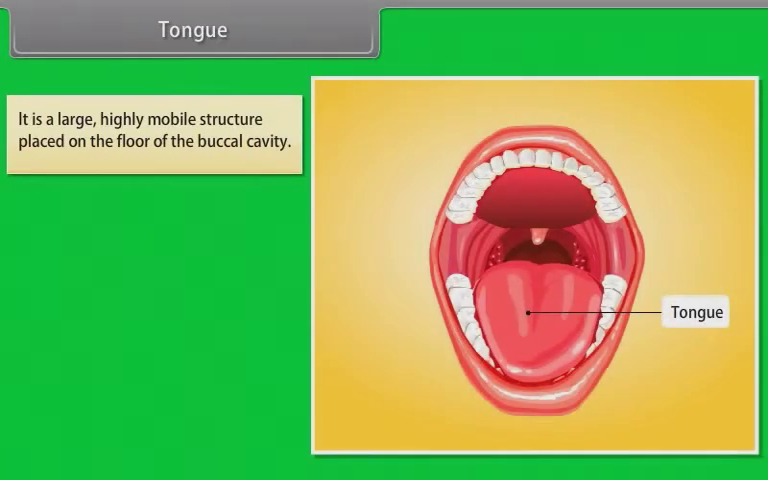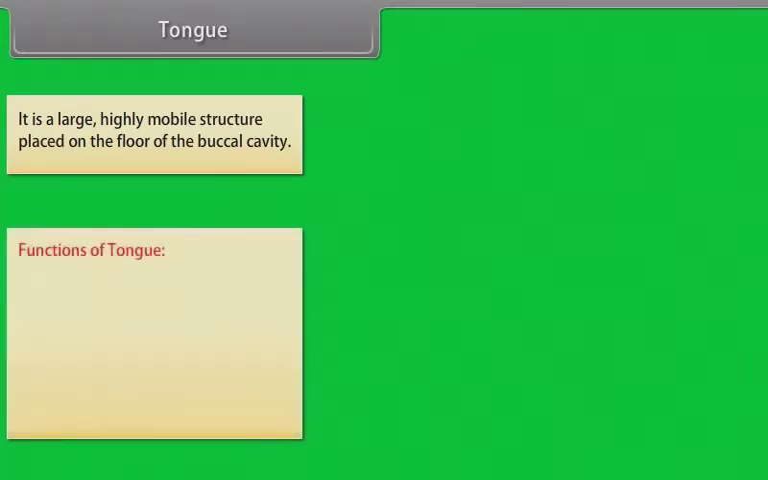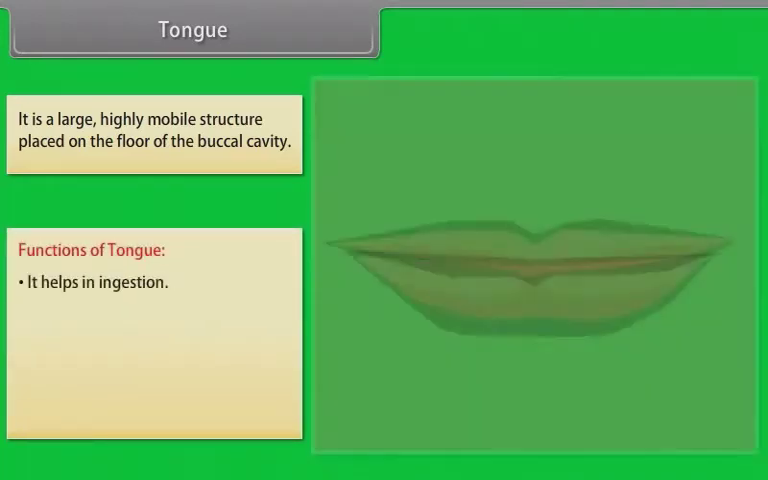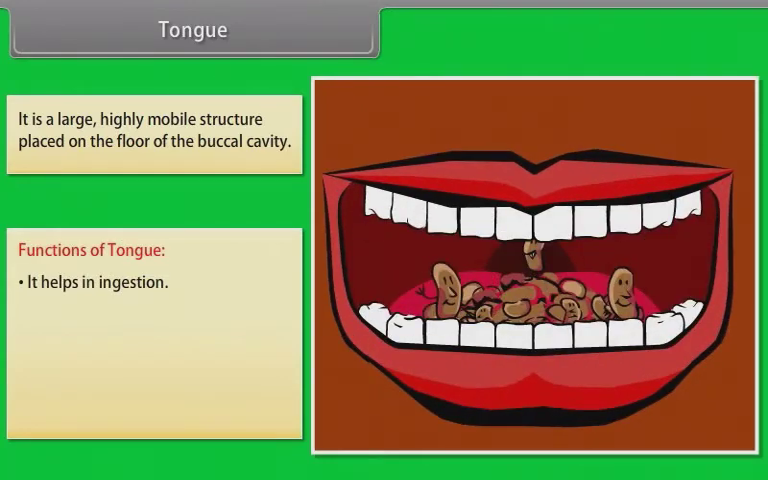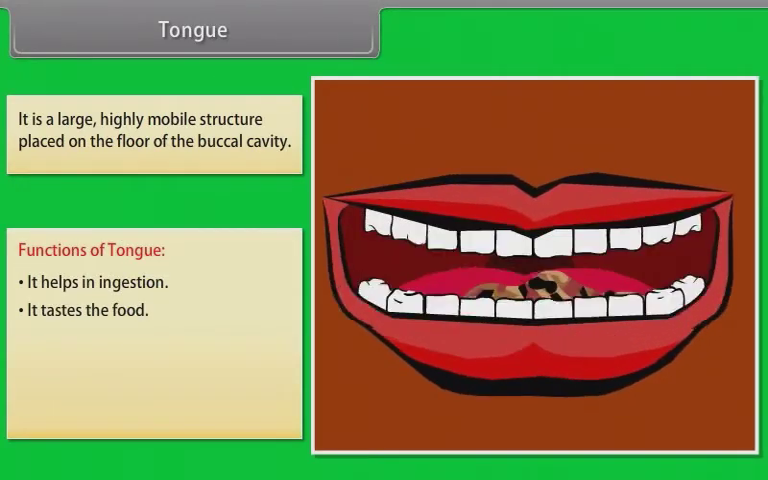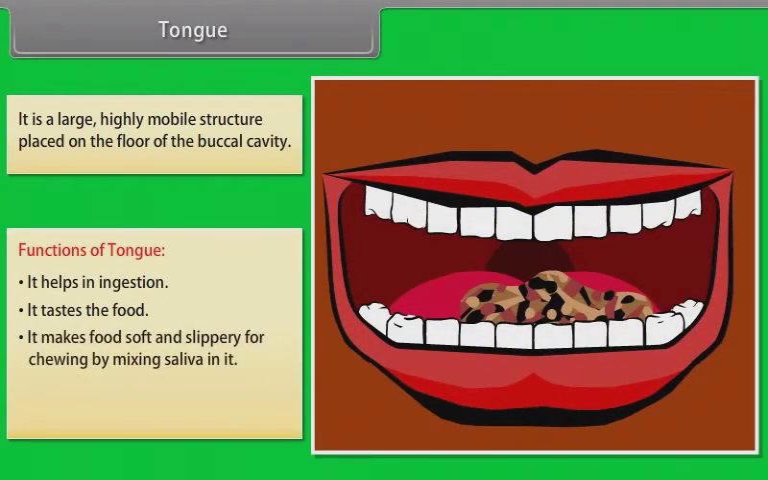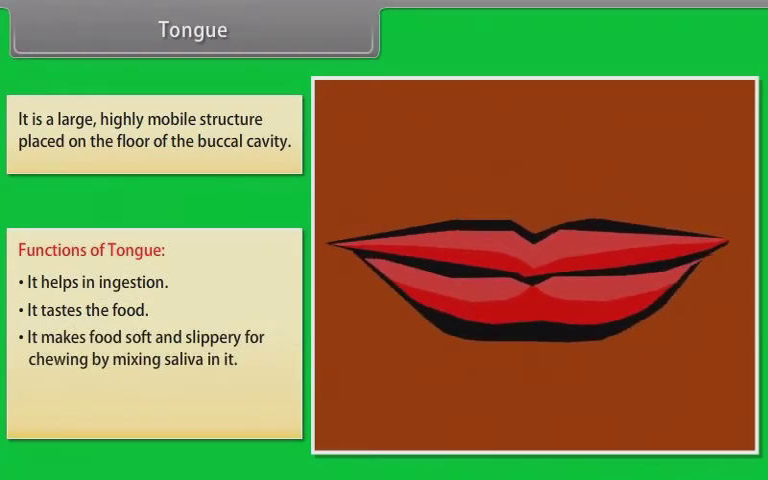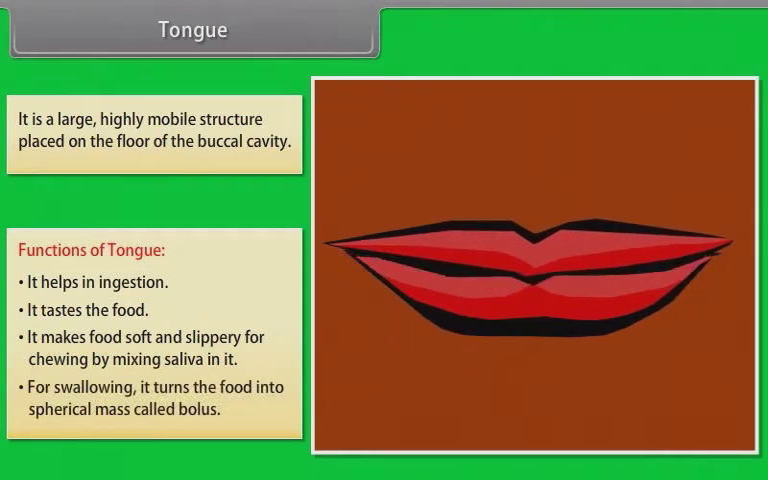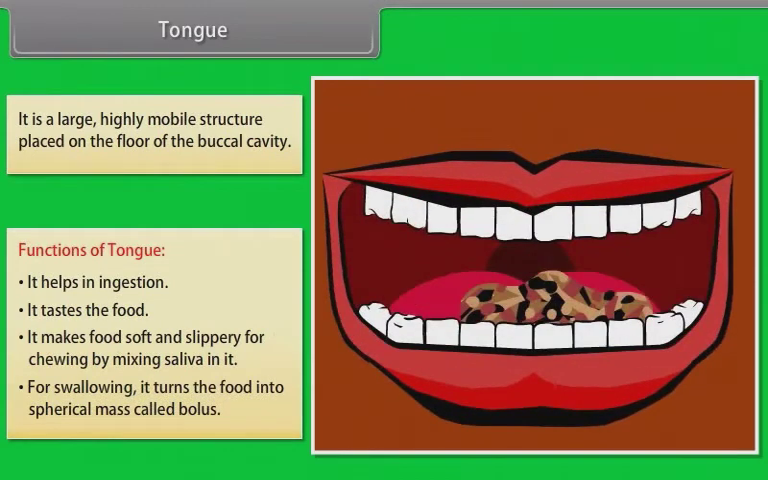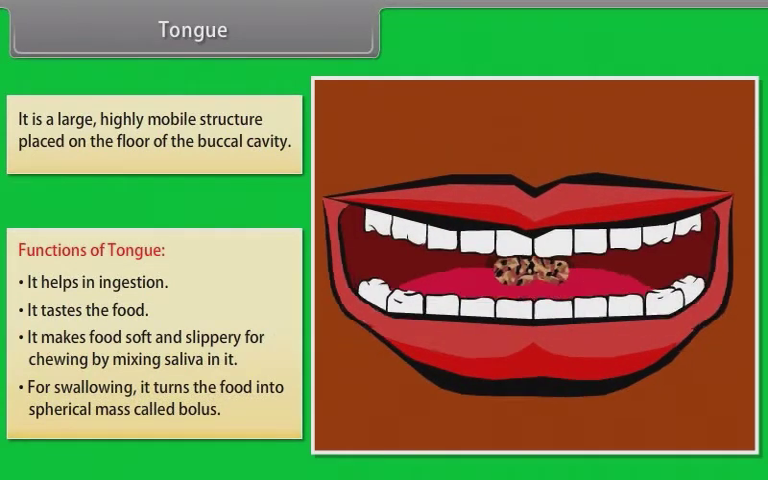Tongue. It is a large, highly mobile structure placed on the floor of the buccal cavity. Functions of the tongue. It helps in digestion. It tastes the food. It makes food soft and slippery for chewing by mixing saliva in it. For swallowing, it turns the food into a spherical mass called bolus.